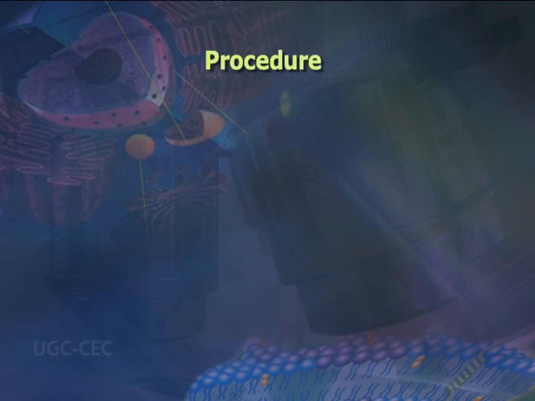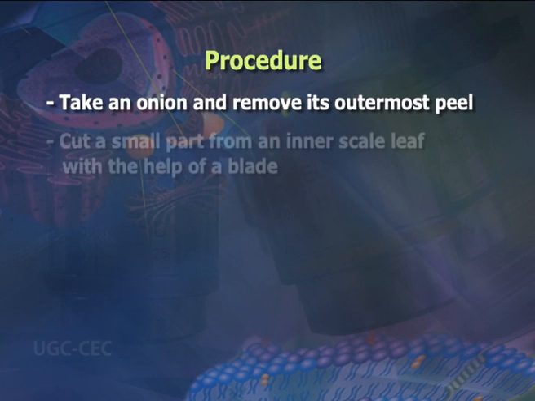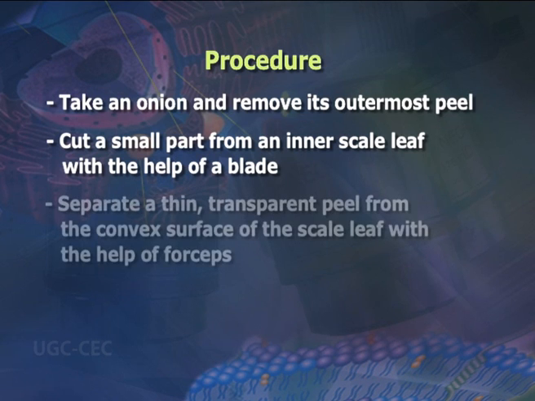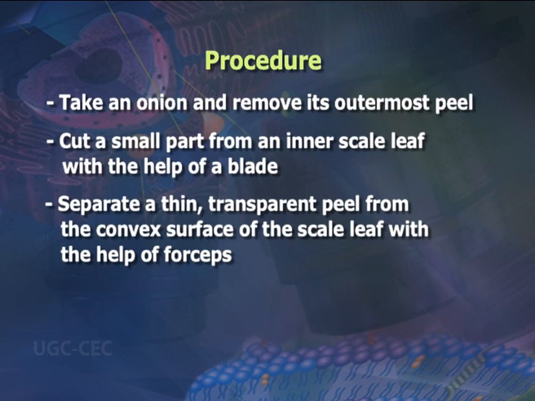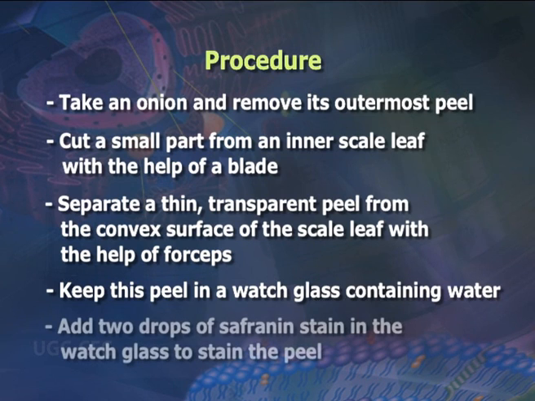In the procedure, take an onion and remove its outermost peel. Now cut a small part from an inner scale leaf with the help of a blade. Separate a thin transparent peel from the convex surface of the scale leaf with the help of forceps and keep this peel in a watch glass containing water. Add 2 drops of safranin stain in the watch glass to stain the peel.